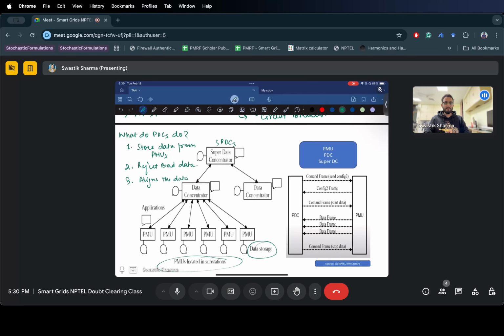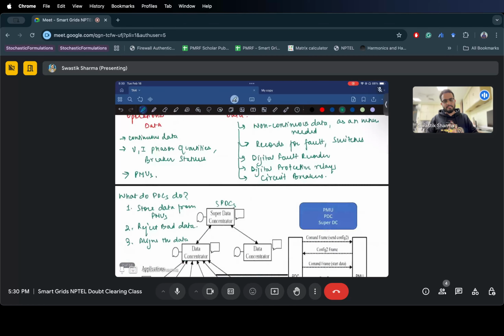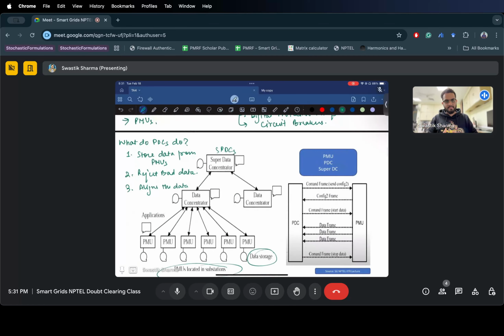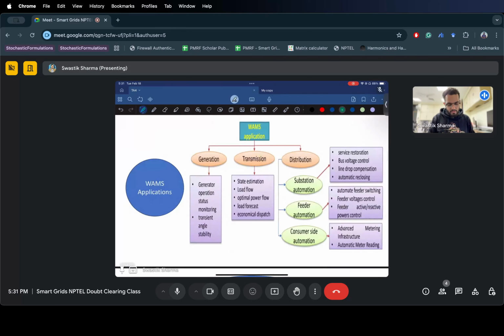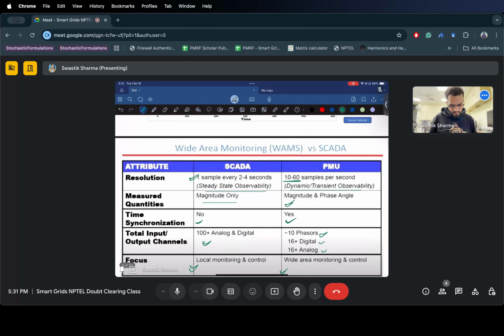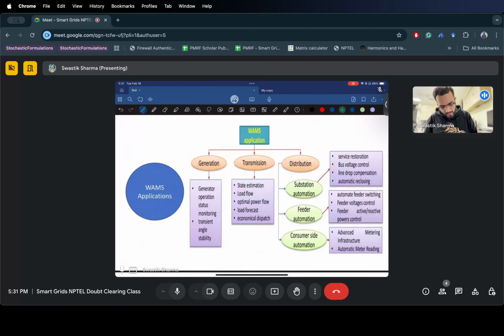So this is what PDCs are used for, not just storing or concentrating the data coming from PMUs, but also to reject the bad data and align the data for the user interface. This phasor information is used by the operator to make decisions sitting at a remote station, so as to have complete observability of the entire network. Their application is not just limited to the transmission side, but also to the distribution side as well. So you can have WAMS applied to generation, transmission, and distribution systems.